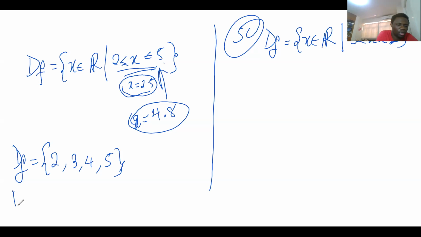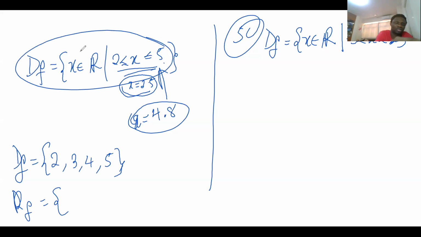So what would be your range? 1, 2, 3, and 4. That's it. Unless you have a line, you do not do this. I hope that is clear to everyone.